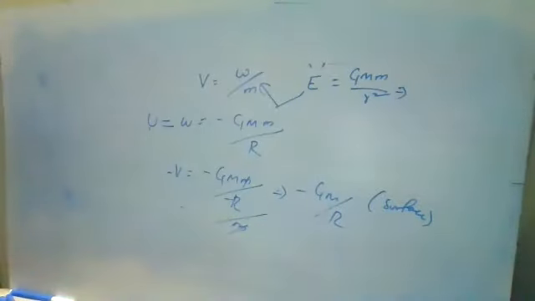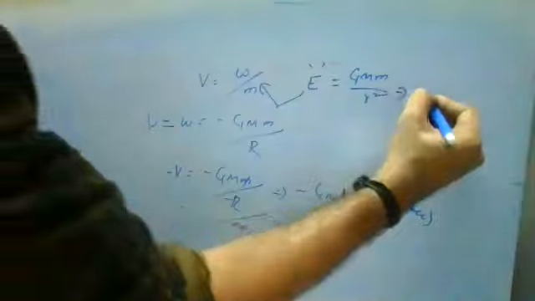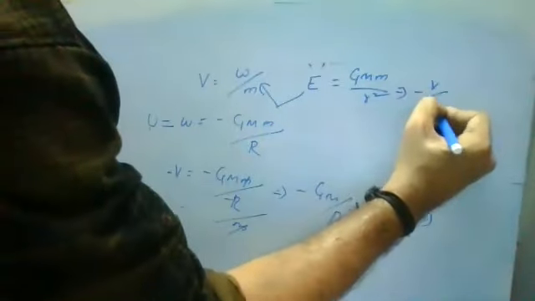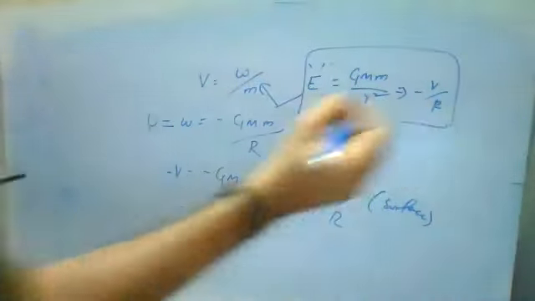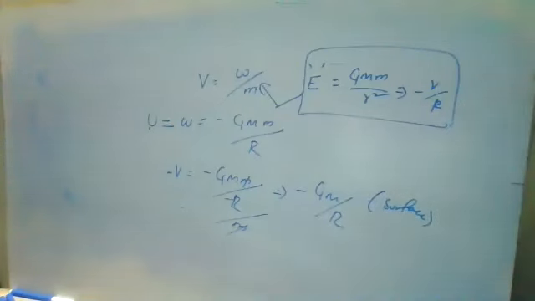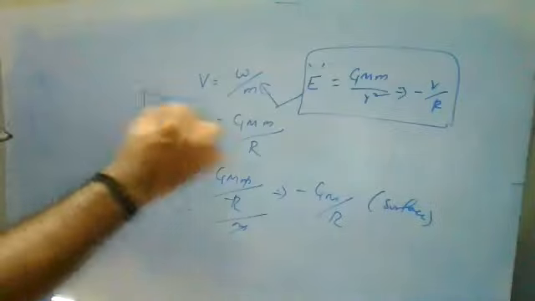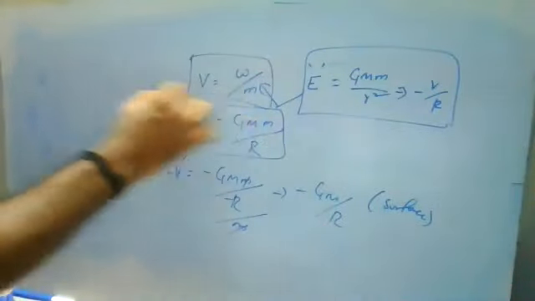But if you're relating between these two, it is nothing but minus V by R. Remember this relation, it is nothing but your potential per meter. It is your potential gravitational field. So potential per meter is your gravitational field. So E is equal to minus V by R. Note this relation down.